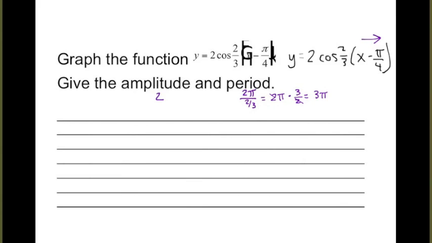So this is going to move our starting line. Instead of starting right at the y-axis, we're going to bump our starting place over a little bit. This is a cosine graph, so it's going to go up, middle, down, middle, up.